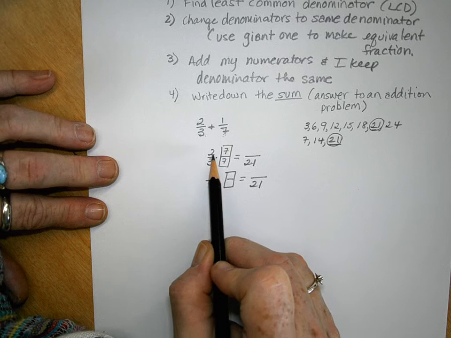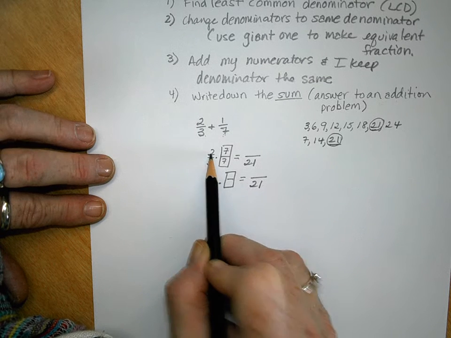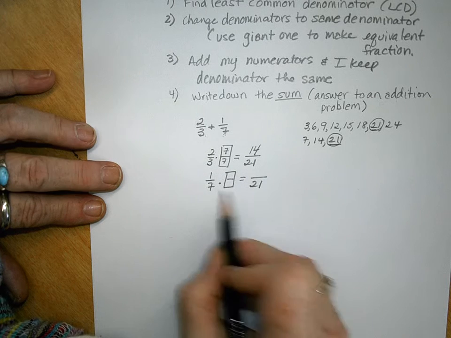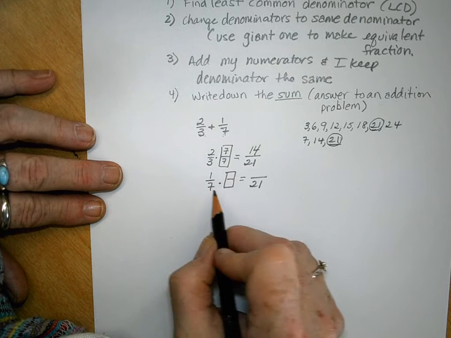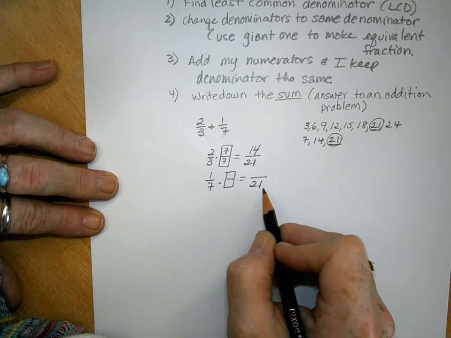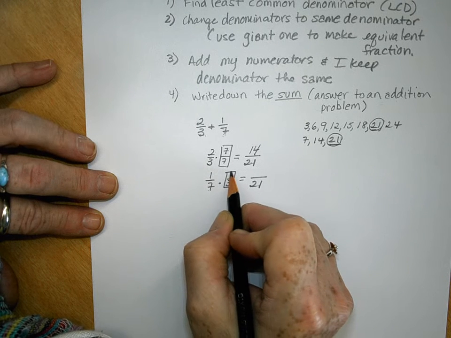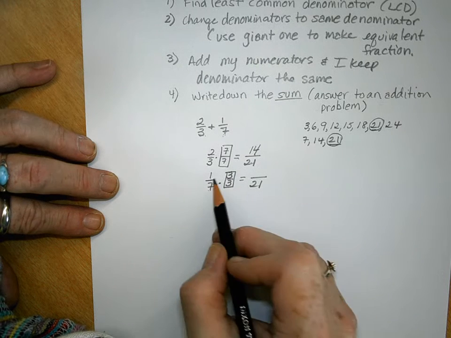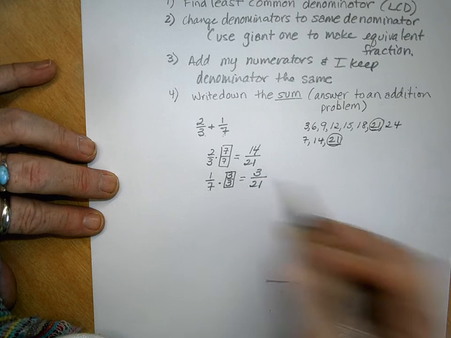To get my numerator, I multiply my numerators together. So 2 times 7 is 14. Same thing down here. My denominator is 21. 7 times what is 21? It's 3. So my numerator needs to be 3, because this is my giant 1. So 1 times 3 is 3.